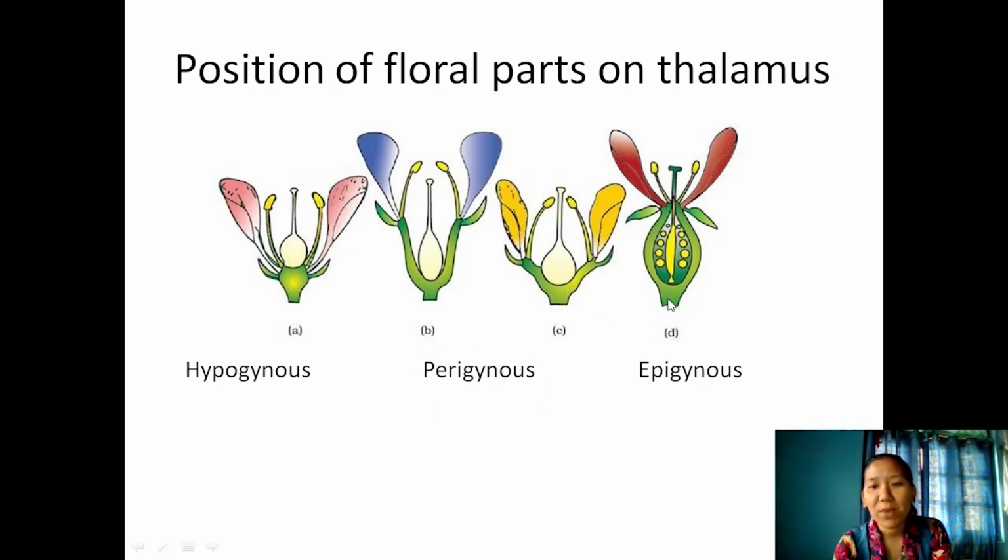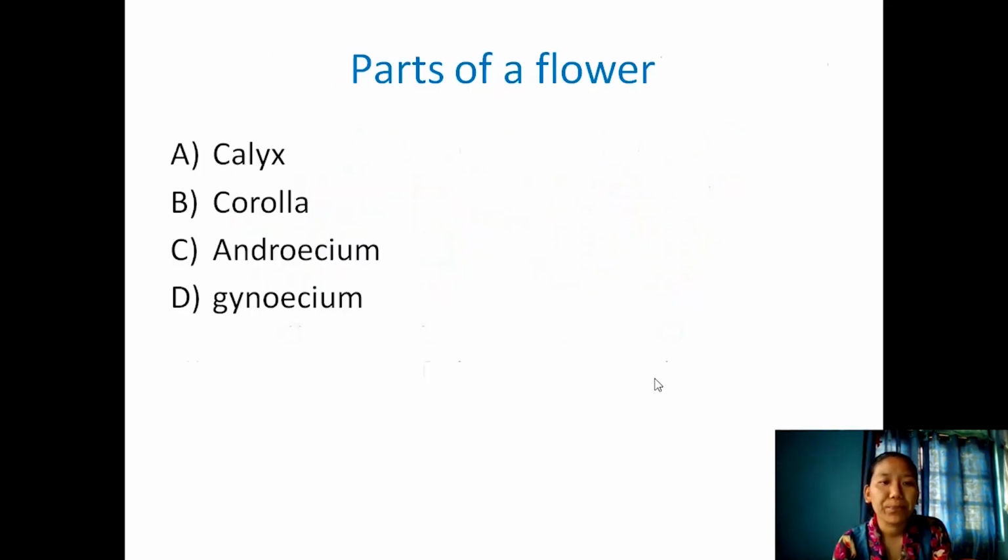Now the last part, as you can see, the ovary here is completely enclosed by the thalamus and the other parts are present at a level higher than that of the ovary. Such an ovary is an inferior ovary and we also call it epigynous. Okay, so these are the 3 types of ovary depending upon the position of the floral parts on the thalamus with respect to the position of the ovary.